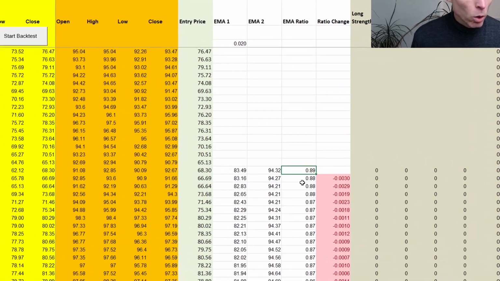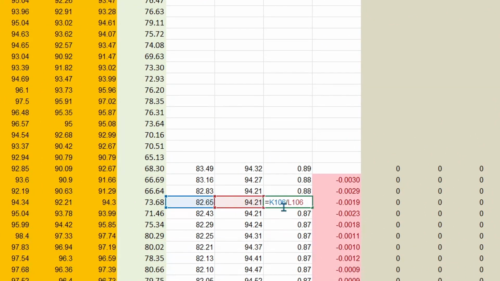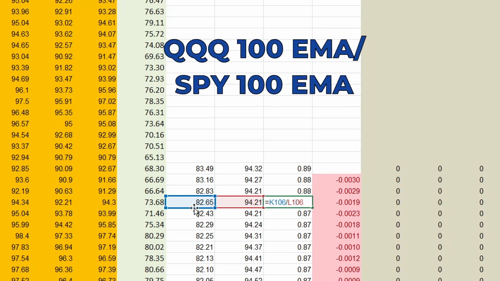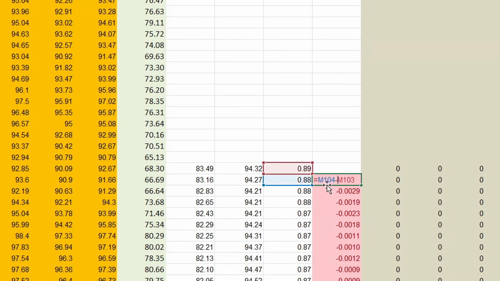You can see here, all of these cells, if I click into them, are dividing the first EMA by the second EMA. The only other thing I do is calculate the day-by-day change of the ratio, so this period minus the previous period. The reason I do that is so I can have a breakdown of how the ratio is changing. The ratio is all that I'm interested in.